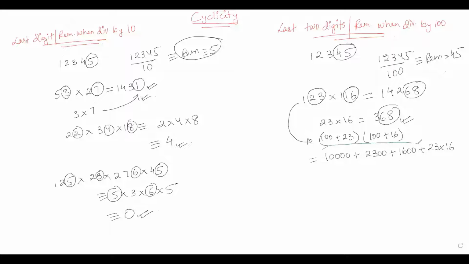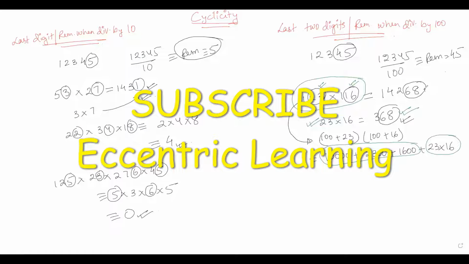Now all these terms have the last two digits as 00. So the addition of these three numbers will give us the last two digits as 00. So the last two digits of the multiplication of 123 times 116 we will get simply by 23 times 16. So the last two digits of 123 times 116 would simply be the last two digits of 23 times 16, which would be 68. So whenever we need to find the last two digits of a number, we need to focus on the last two digits of each number to get the last two digits of the final number.